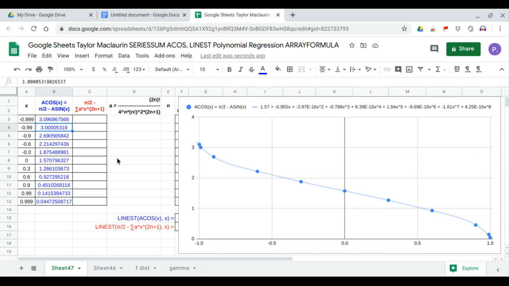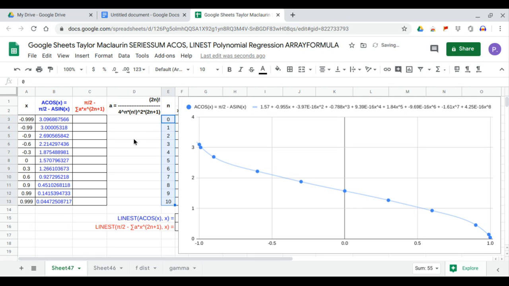Then we generate the Taylor Maclaurin Series sum expansion of the inverse cosine, which is pi over 2 minus the expansion of sine, where it is equal to the summation of a times x to the power 2n plus 1, where the value of n starts from 0 to infinity. But we're limited only to the data set. So this is just our range.